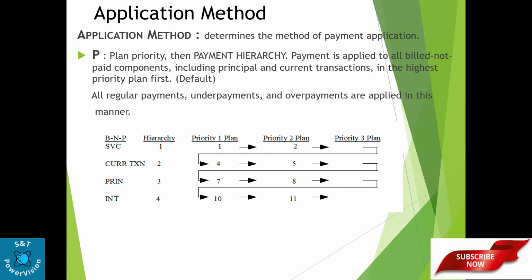After the plan priority 1, 2, 3 here, first it will satisfy the fee for all the plans, then current transaction for all the plans in a horizontal way, then principal for all the plans 1, 2, 3, then interest for all the plans 1, 2, 3.